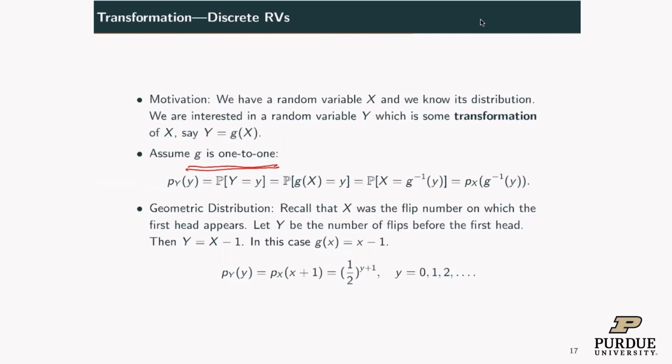For example, let x be the flip number on which the first head appears. Now let y be the number of flips before the first head. Now x and y have a relationship. Y is a transformation of x. So in this case, g(x) is x minus 1. So if I know the distribution for x, now I can get the distribution for y easily, since this transformation is 1 to 1.